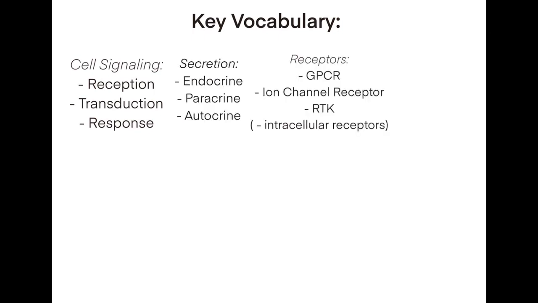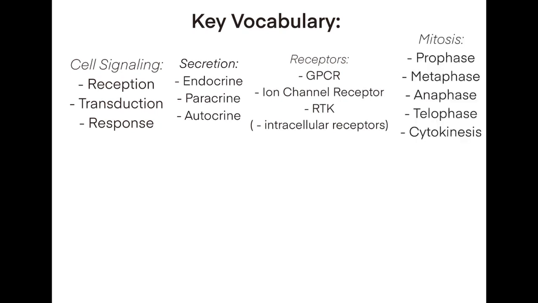Now just some summary. Some key vocabulary are, with cell signaling, reception, transduction, and response. Secretion, endocrine, paracrine, and autocrine. Receptors, GPCRs, ion channel receptors, and RTKs. There's also intracellular receptors. Mitosis is prophase, metaphase, anaphase, telophase, and cytokinesis, or PMAP.